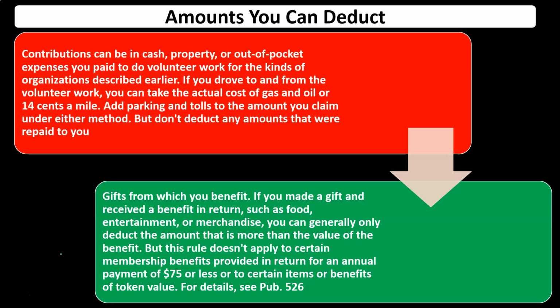Gifts from which you benefit. If you made a gift and receive a benefit in return, such as food, entertainment, or merchandise, you can generally only deduct the amount that is more than the value of the benefit. So if you paid for something and they gave you something in return, and this is typical of charitable organizations, they might give you something of no value. If they give you a flower or something like that, it possibly has no value. But you might have situations where you go to a dinner or something, and the cost of the dinner should not be included as part of the price of the gift to the charity.